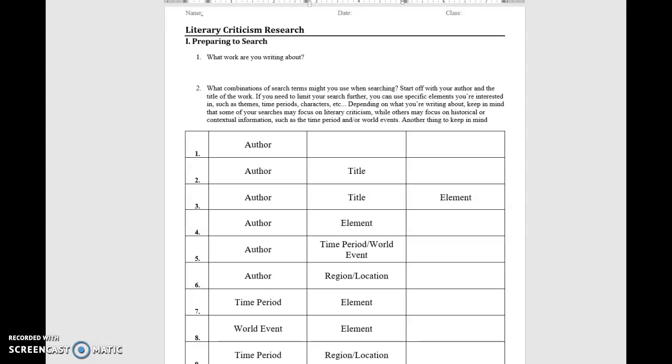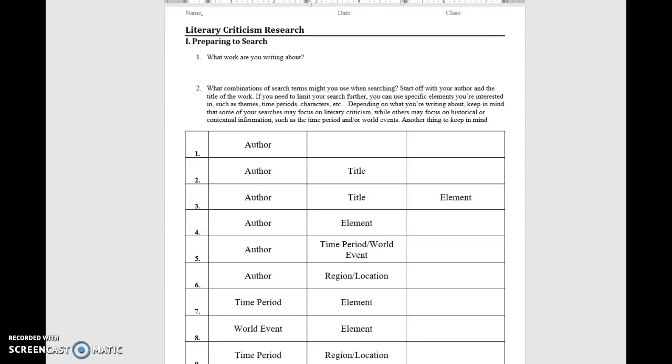Again, you may find that you get a lot of results. You may still get hundreds of results. If that's the case, then for your third search, you can do author in the first box, title in the second box, and then whatever specific aspect of the work that you're looking at, whatever element you're looking at, you could type that into the third box. Okay? These could be things like themes, time periods, characters, stuff like that. So whatever specific element you're looking at, you could type that in.